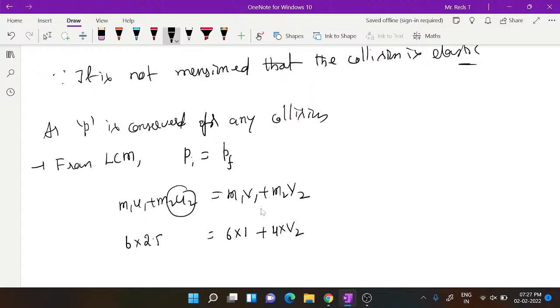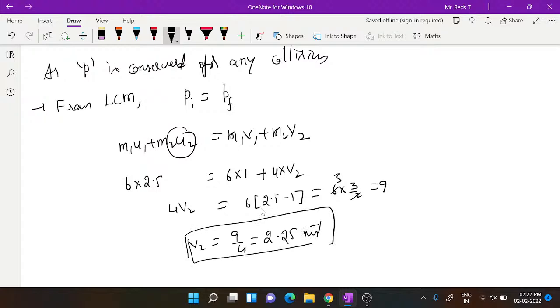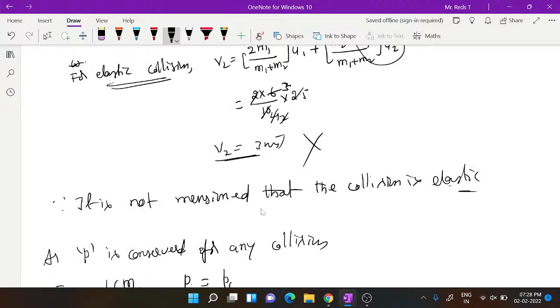So you can write this as 4V2 is equal to 6 into 2.5 minus 6. 6 is common, so you can take it out: 2.5 minus 1 is 1.5. So 6 into 1.5 is 9. So V2 is equal to 9 by 4, which is 2.25 meters per second. Usually we think this expression is only for elastic collision, but it is not mentioned that the collision is elastic.